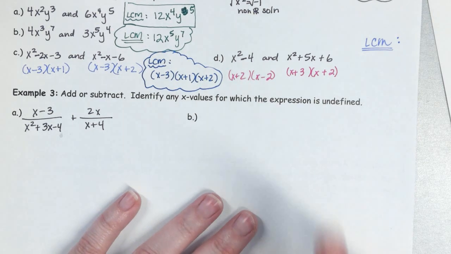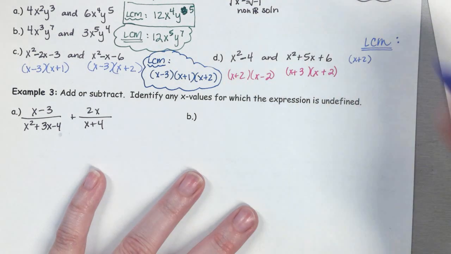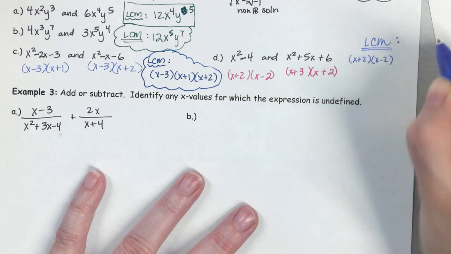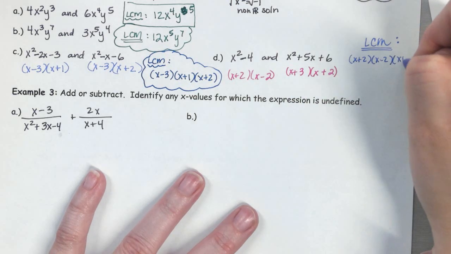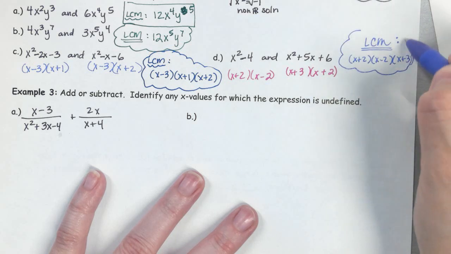Okay, so for your LCM, we can just start here. So it has to have x plus 2 in it. Has to have x minus 2 in it. Has to have x plus 3 in it. And we already have the x plus 2, so this is going to be your LCM.